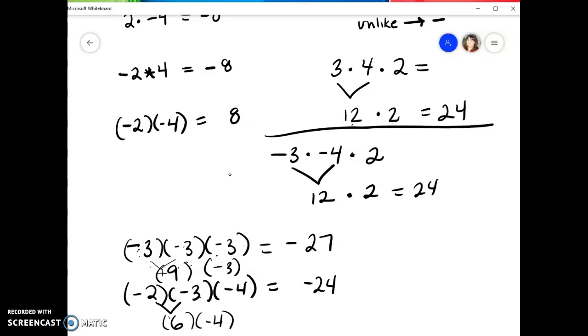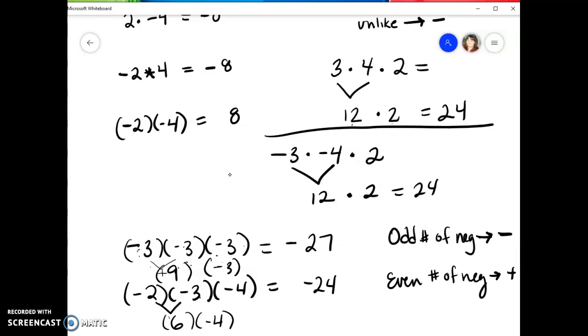One way to think about this is if you have an odd number of negative signs, your result will always be negative. If you have an even number of negative signs, your result will always be positive.